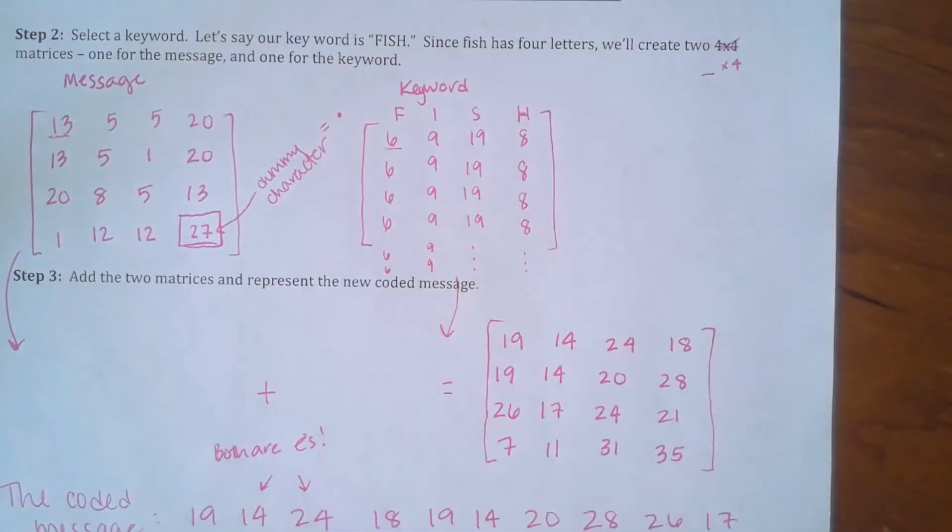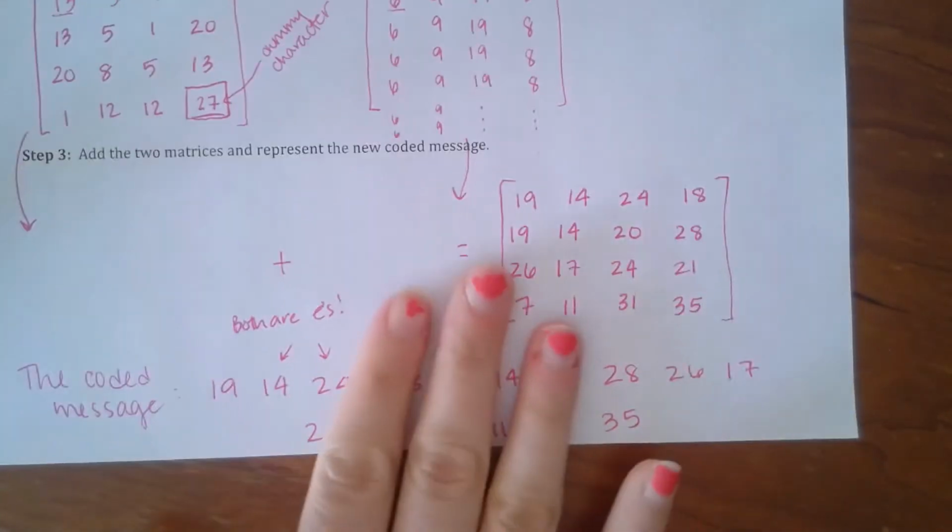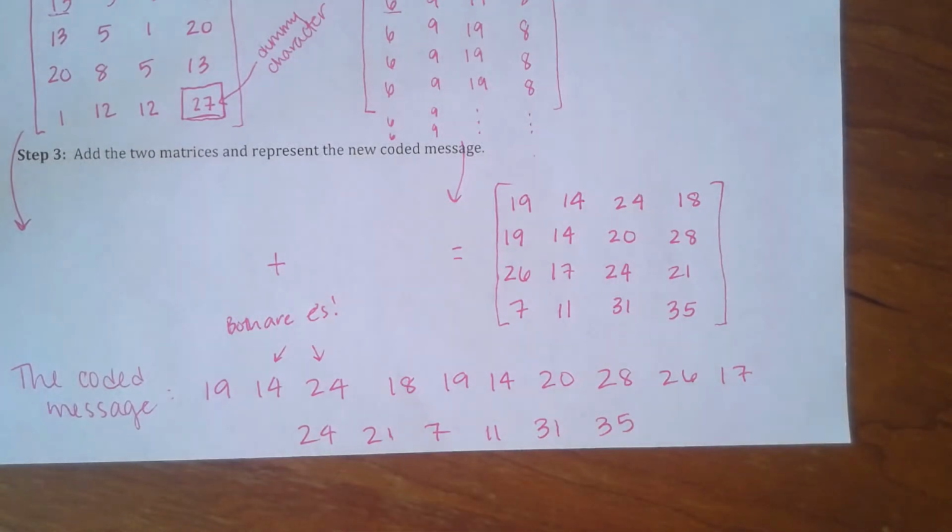This keyword's important to get to our coded message, and if our keyword wasn't fish, for example, if it was, I don't know, back or something like that, we'd end up having a different coded message, and it would be even harder to crack. So in order to actually encode these things, you need to pass on the coded message as well as somehow indicate to the person that you're sending this message to what the keyword is so that they can actually crack it.